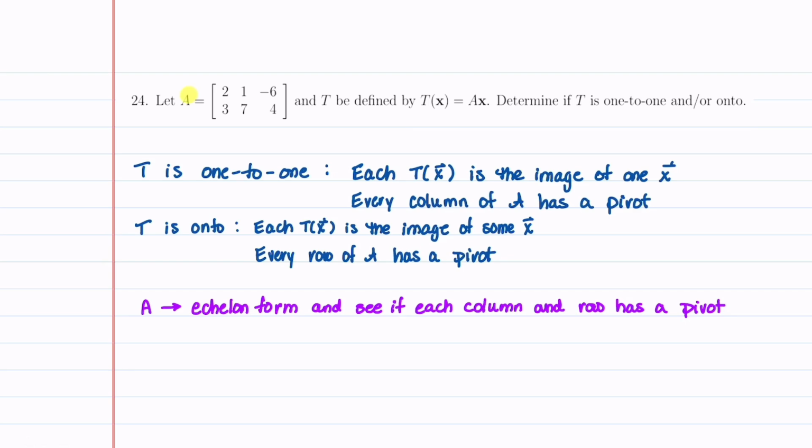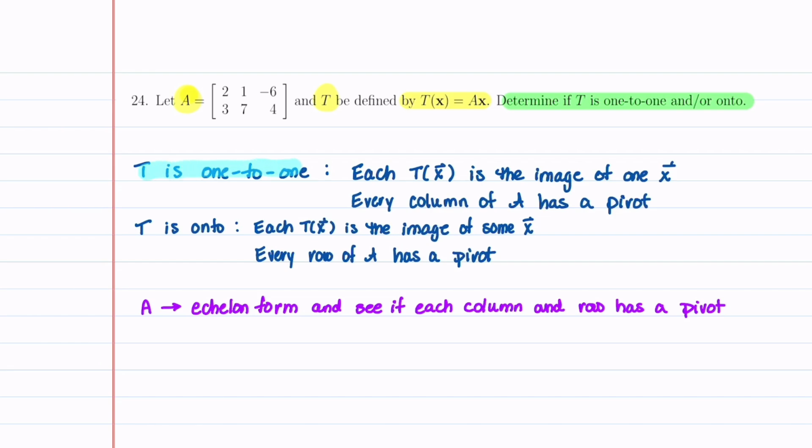In this problem, we're given a matrix A and a transformation T defined by T of X is equal to A times X. And this is a linear transformation because T of X is written as A times X. We're asked to determine if T is 1-to-1 and/or onto. Before we go into the mechanics of what to do, let's talk a little bit about what it means for a transformation to be 1-to-1 and for a transformation to be onto.